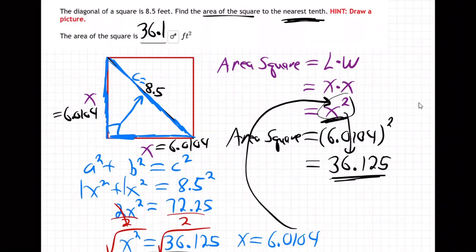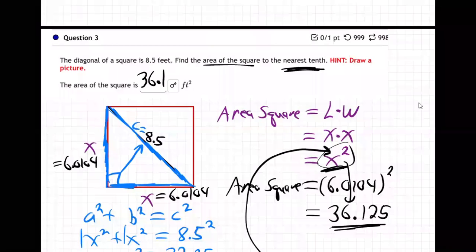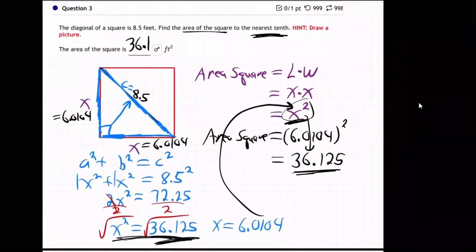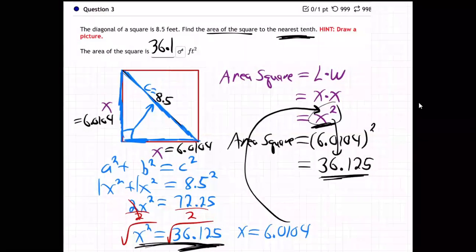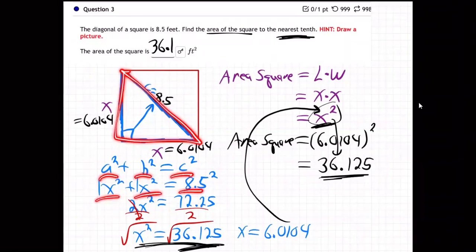So how did we get that square's area? We did it by finding the x by the Pythagorean theorem. A squared plus b squared is c squared. x squared plus x squared is 8.5 squared. Solve for x. Then the area of the square is just one side times the other, x squared. And so there we go.